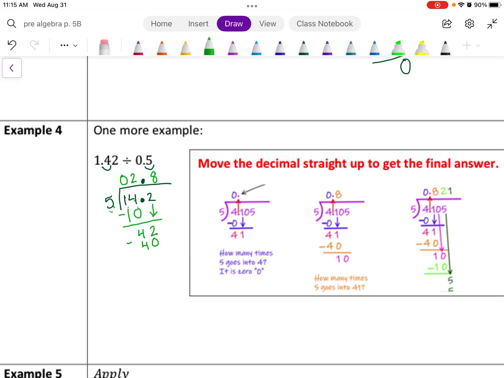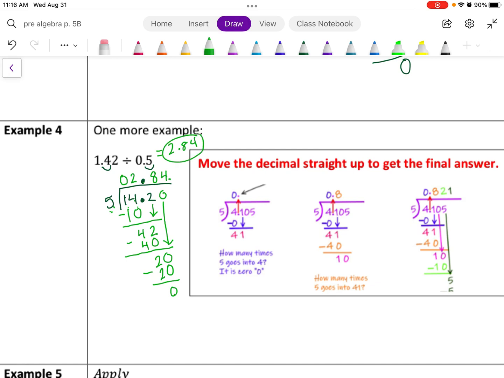Notice how our decimal places line up. So we brought the 2 down, so that was looking at the tenths place. So then our 8 went in the tenths place. So everything should line up like this. All right, so 42 minus 40 is 2. Now we're going to add a 0 and bring it down. So now we're looking at 20. 5 goes into 20 4 times. And that's exactly, so when we end with a 0, we don't have a remainder left anymore. That's how we know we're done. So our answer is 2.84.